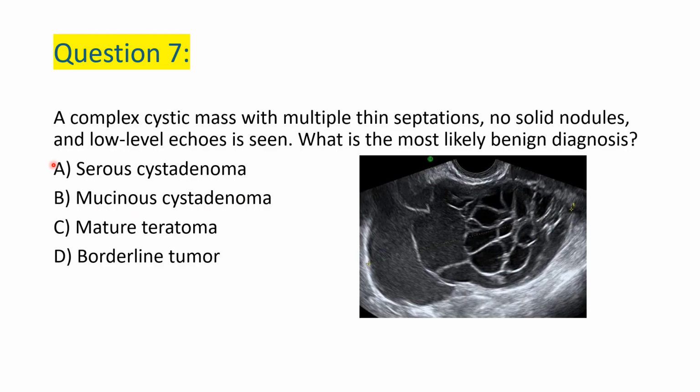When I'm talking about a serous cystadenoma, serous is fluid, so it should be anechoic fluid without the septations and without the internal low-level echoes. So mature teratoma, you should have a dermoid, and then the borderline tumor is supposed to be malignant transformation with internal vascularity on Doppler.